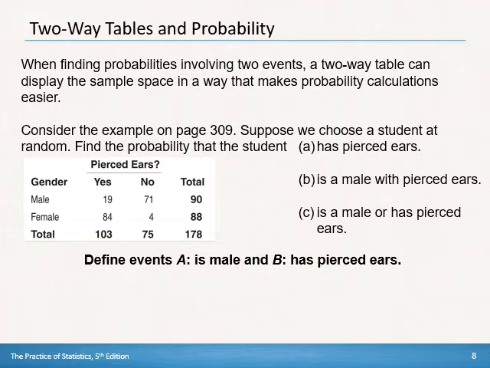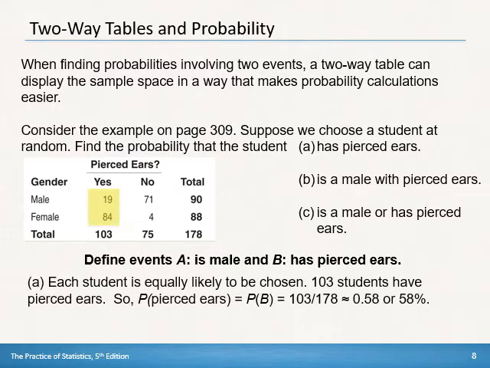So if we randomly pick a student, one of these 178 people, then we want to find the probability that that particular student has pierced ears. We define the event A as the student being male, and the event B as the person having pierced ears. So what's the probability I randomly pick somebody and they have pierced ears?